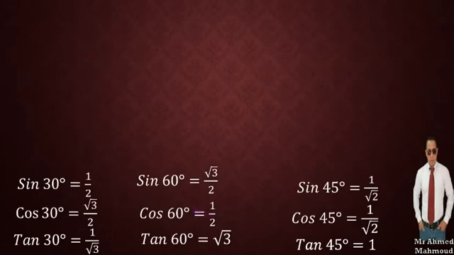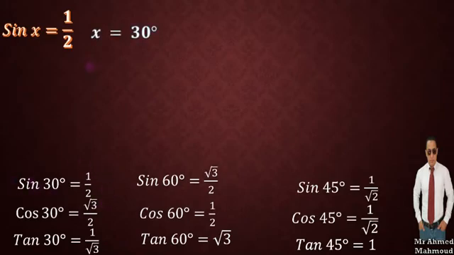Also by using the same special angles, look at this equation: sine x equal half. If the question gives you sine x equal half, or cosine x equal, or tan x equal, then you have two ways. The first way is to search which angle its sine equals half. Sine 30 equal half, then x here equals 30.